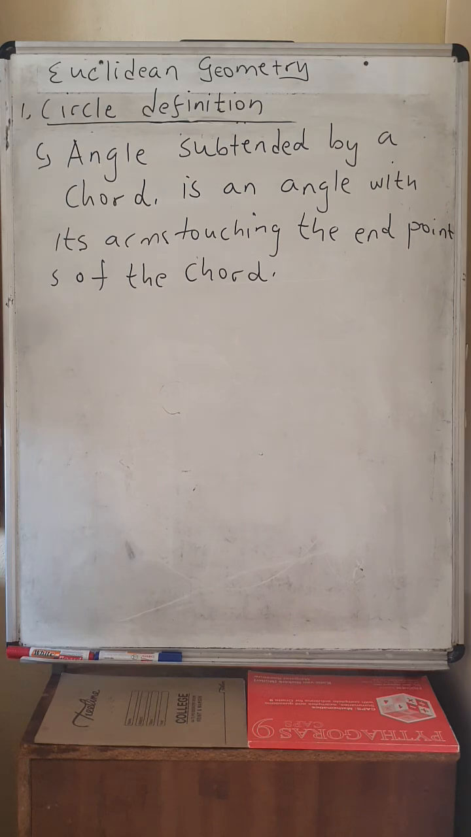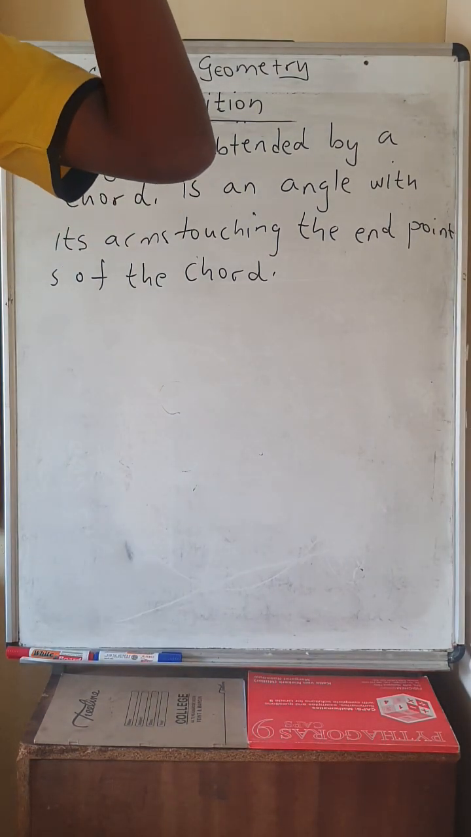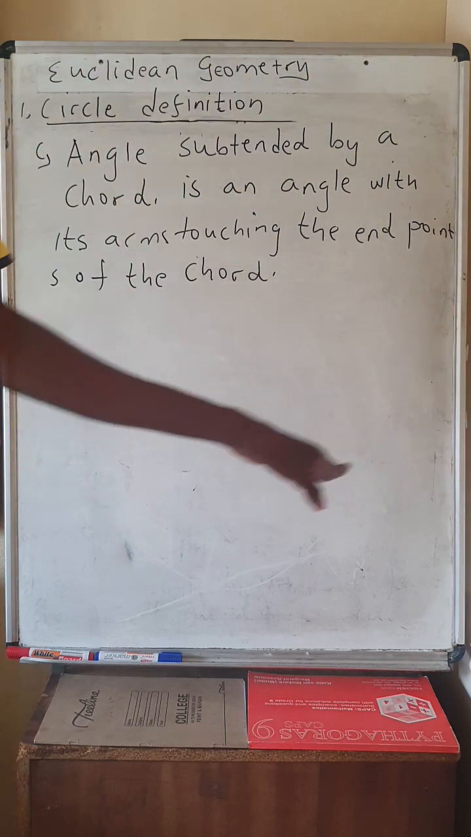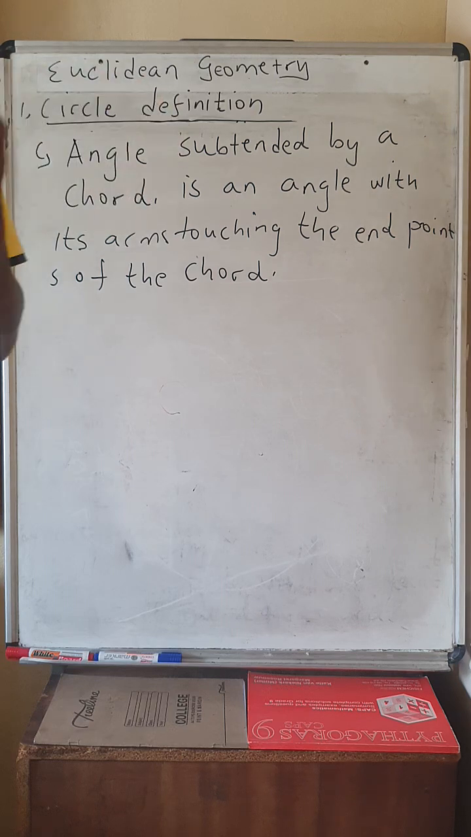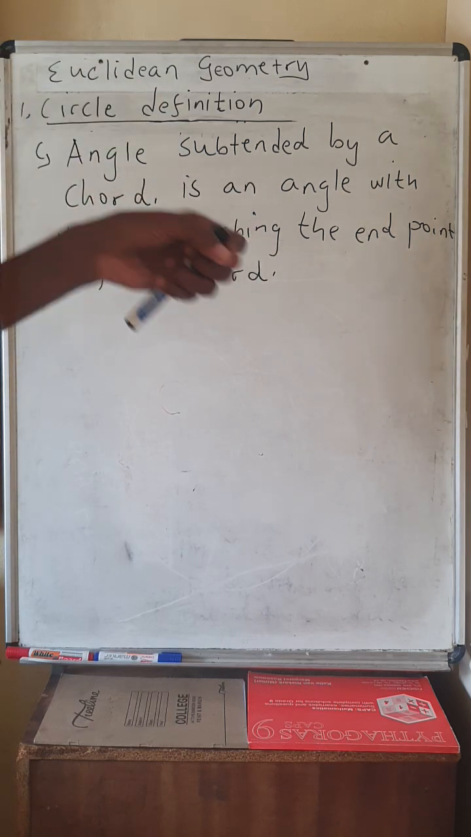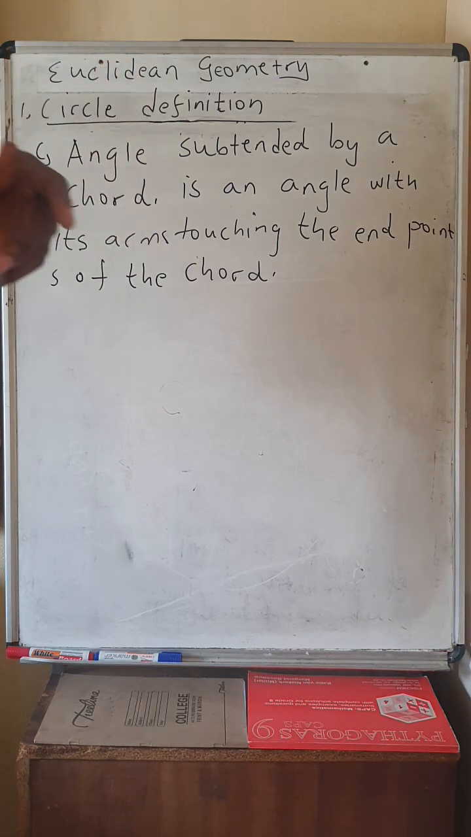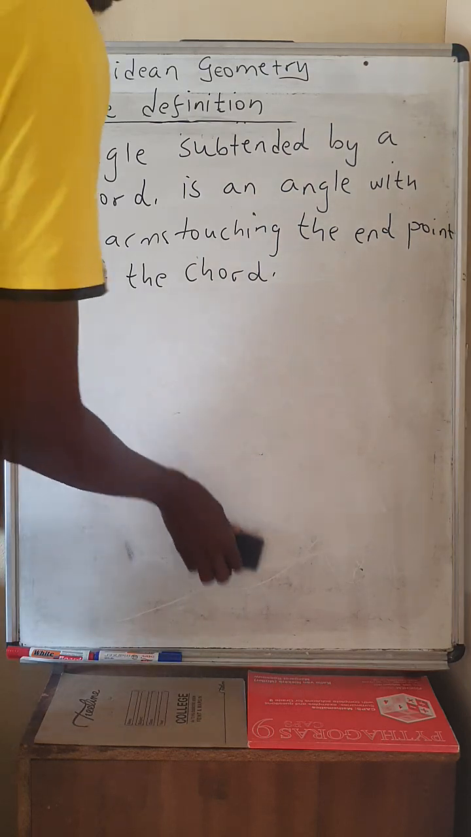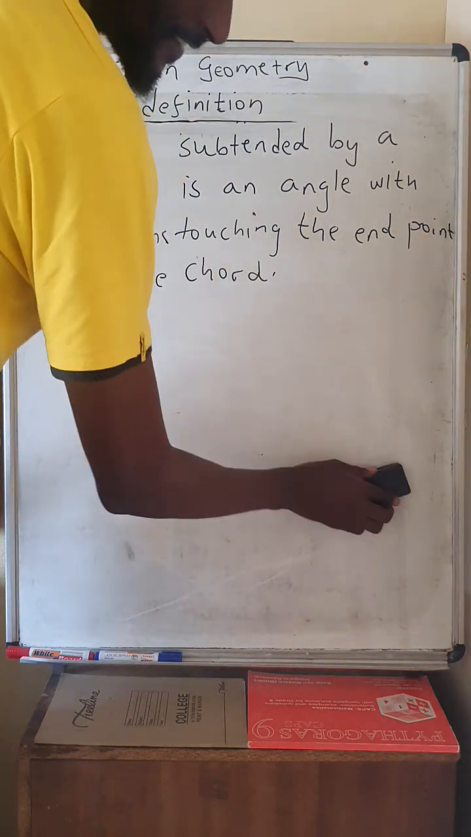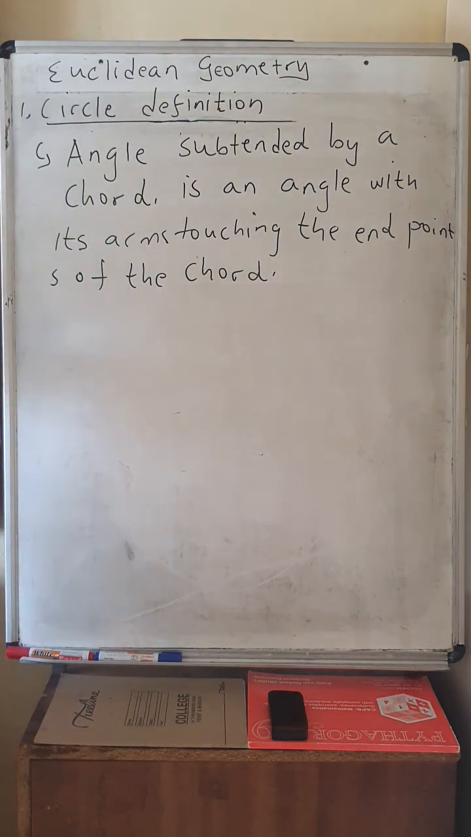So we already know, remember, a chord is a line segment. So the same way I was explaining using a line segment is the same way I'm going to explain using a chord. A chord is a line segment, just that with this one, the end points lie along the circumference, unlike the first one. So now here's the thing. Let me explain it.